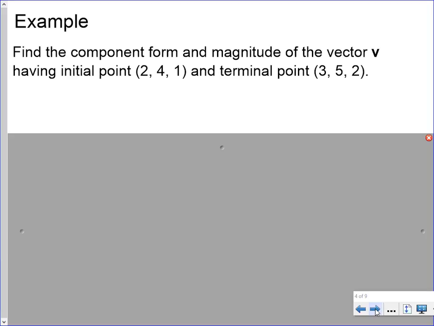Here's an example. Find the component form and the magnitude of the vector v that has initial point (2, 4, 1) and terminal point (3, 5, 2).